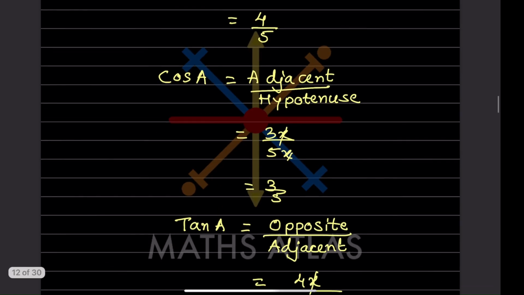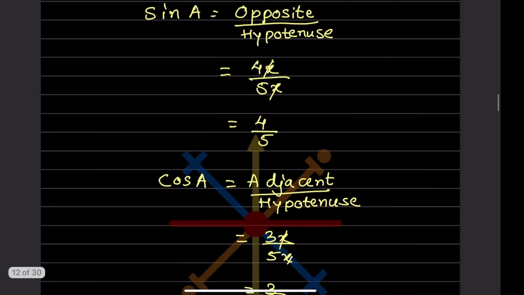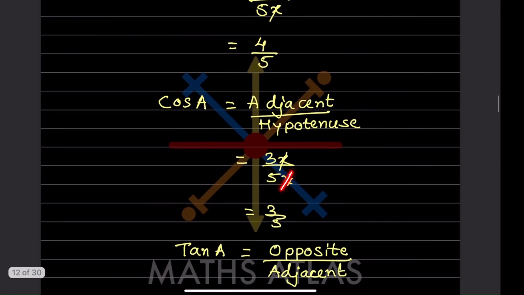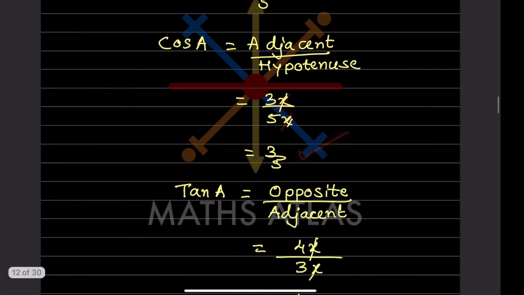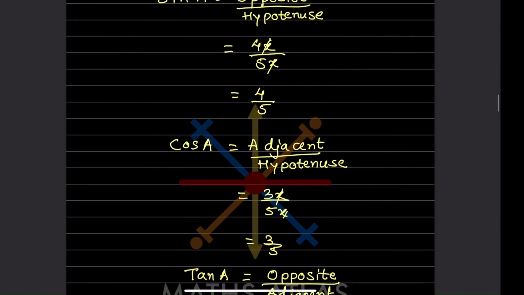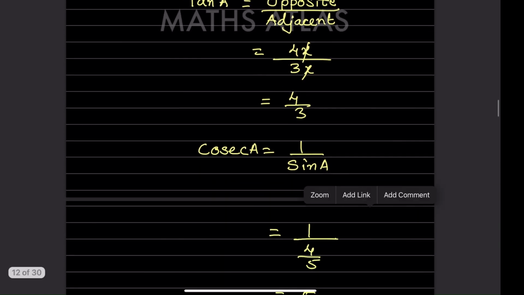Now let us see cos A. Cos A is adjacent by hypotenuse. The adjacent is 3x and the hypotenuse is 5x, so the x's get cancelled and that will be 3 by 5. And tan is opposite by adjacent. The opposite was 4x and the adjacent is 3x, so these get cancelled and tan A is 4 by 3, which was also given. We wrote it again because they want all the trigonometric ratios.